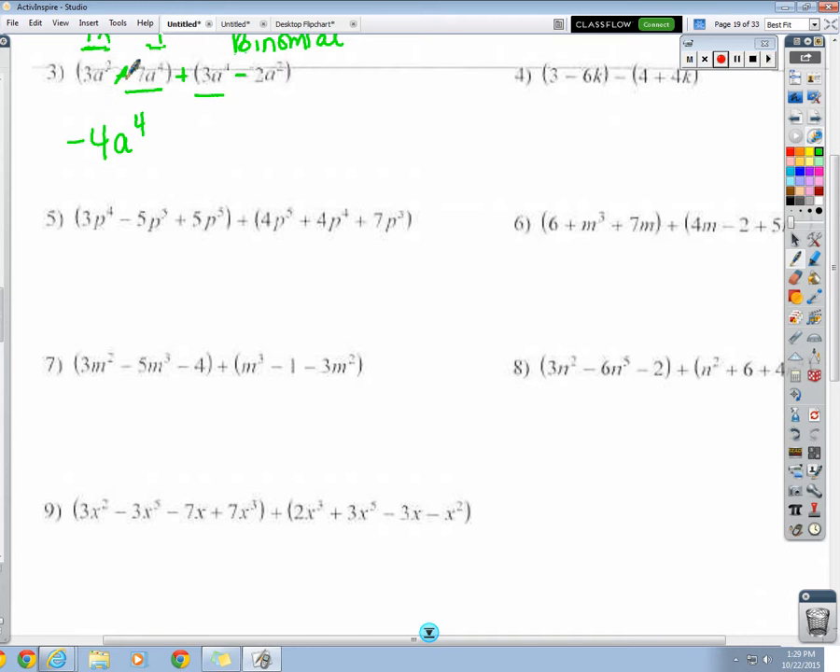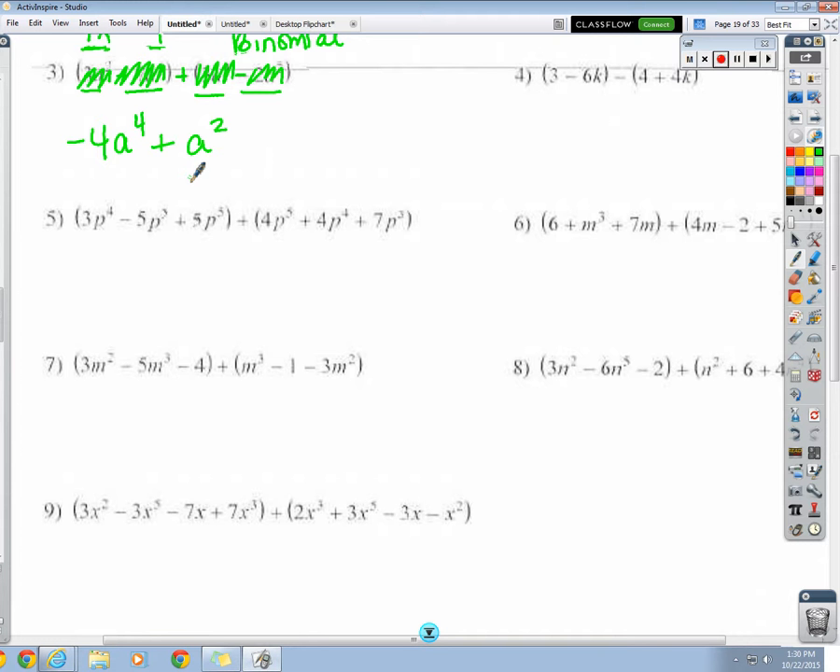Okay, so now we have combined the a to the 4th terms. And now we have 3a squared plus negative 2a squared, which is positive 1a squared, and you don't have to write that 1. And see, when you do it that way, picking the ones first that are the highest exponent, you end up with it in standard form, and you don't have to take the step to rearrange it.